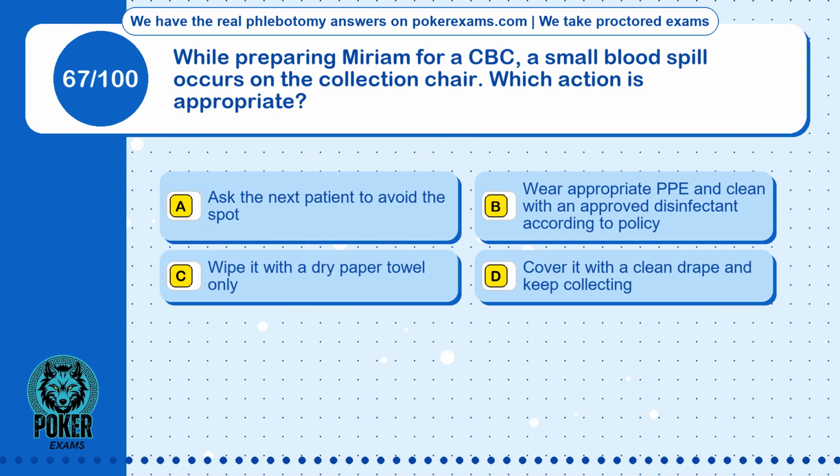Question 67. While preparing Miriam for a CBC, a small blood spill occurs on the collection chair. Which action is appropriate? Option A. Ask the next patient to avoid the spot. Option B. Wear appropriate PPE and clean with an approved disinfectant according to policy. Option C. Wipe it with a dry paper towel only. Option D. Cover it with a clean drape and keep collecting.